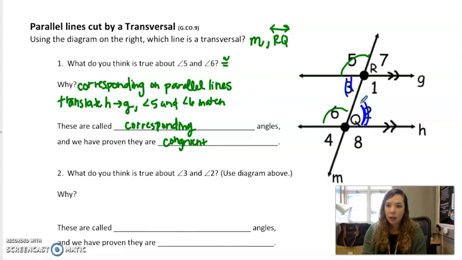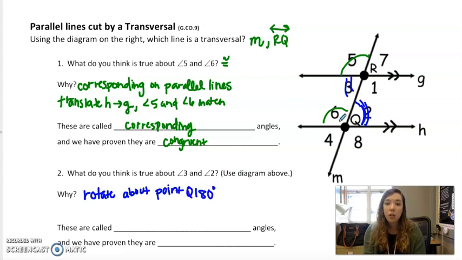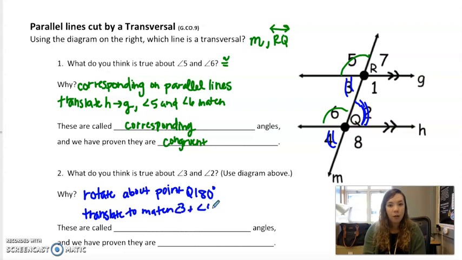But I could, let's see, I could rotate angle 2, this whole line, and line H, rotate about point Q 180 degrees. That would match up 2 with 4. And then I could translate to match 3 and 4. Angle 3 and angle 4. And these are called, just 2 and 3 are called alternate interior angles. Again, we learned about them yesterday. And we have proven that they are congruent.